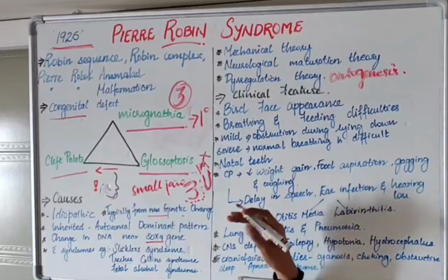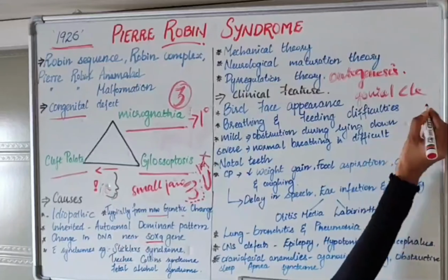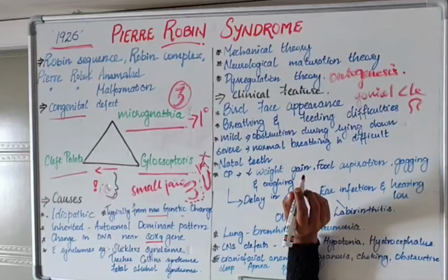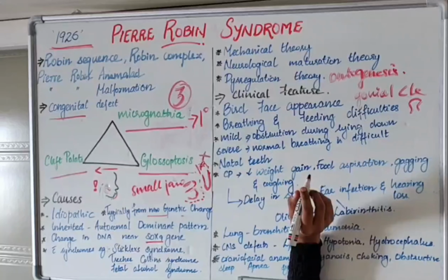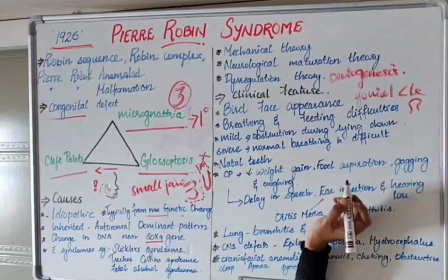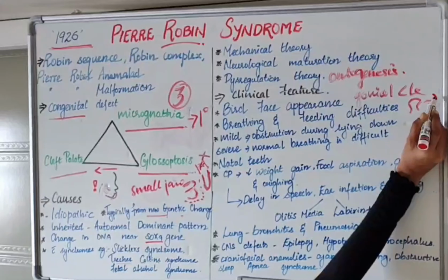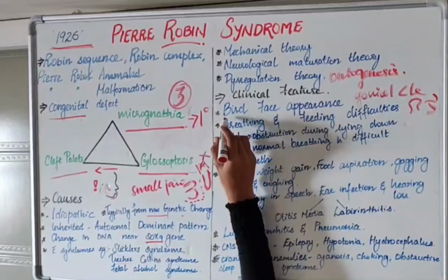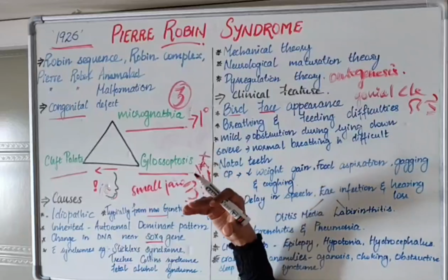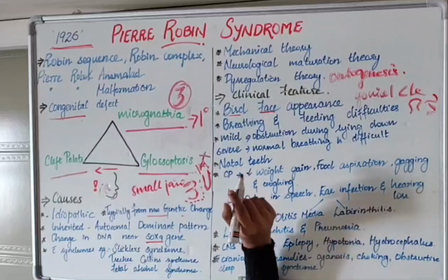The gonial angle will be obtuse. You have to remember the gonial angle will be obtuse, and also the condyle will be very small, and it will be posteriorly located because it's micrognathia. When the mandible is very small in comparison to the maxilla, the face will have a bird face appearance. So here in the syndrome, the characteristic feature of the face is termed as bird face appearance.